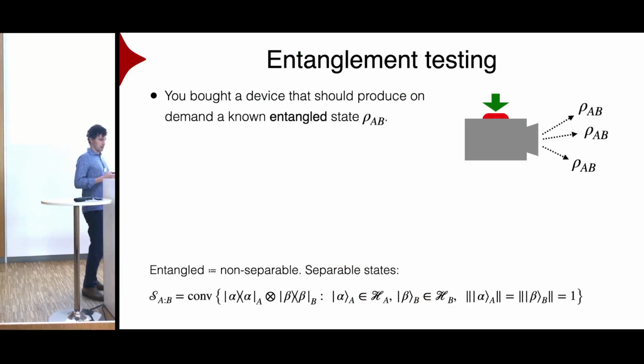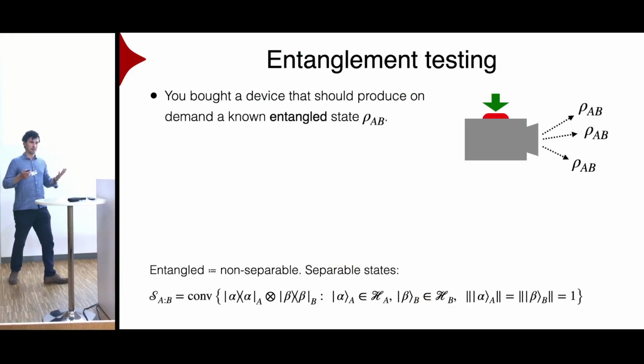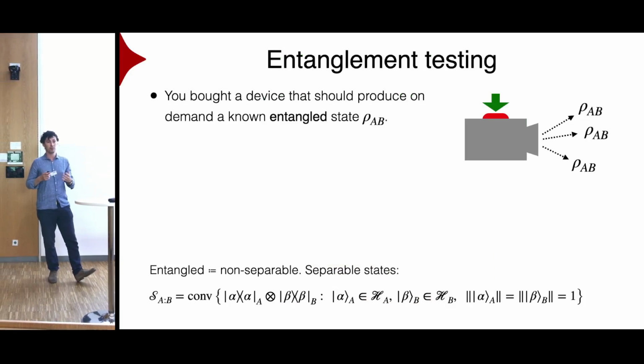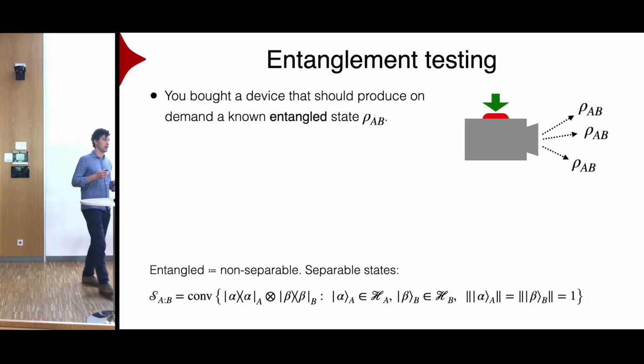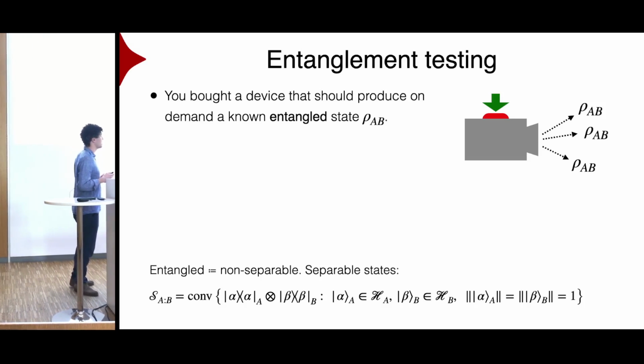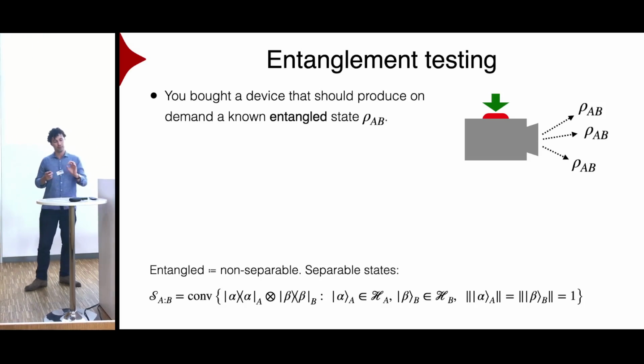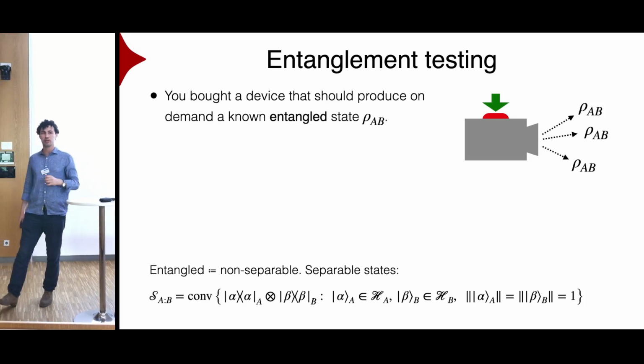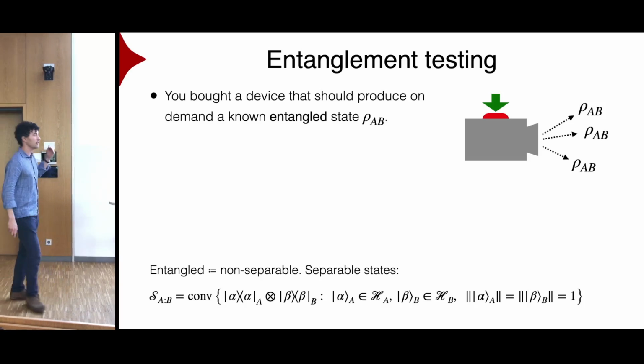Right. Okay, so let's start from the very beginning. Let's say this task of entanglement testing. I'm going to focus on entanglement, but you can apply this to many other quantum resources. So the task is that you bought a device with a big red button, and it's promised to you that whenever you press the button, it outputs an entangled state rho AB.